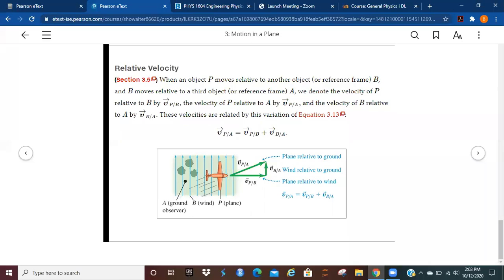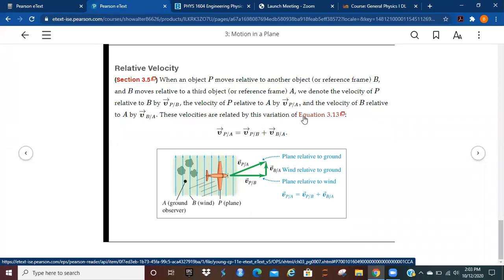Okay, so this lecture is going to be over section 3.5. We're going to talk about relative velocity. So take a look at the picture here that has the plane, some wind, and a ground observer that's standing next to some trees.